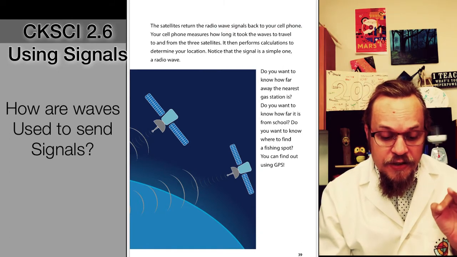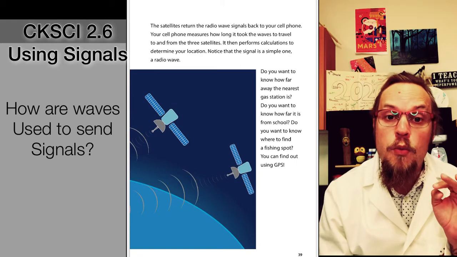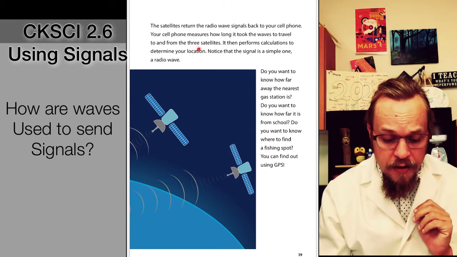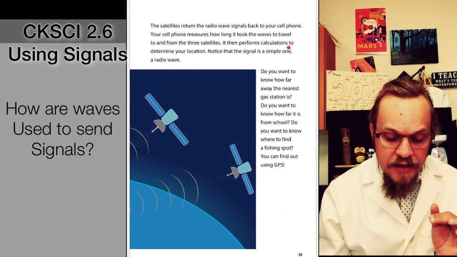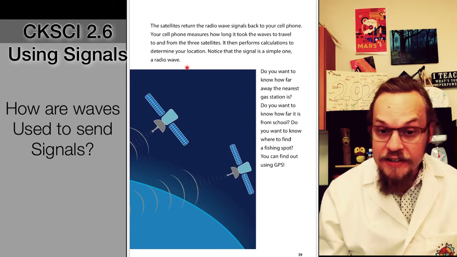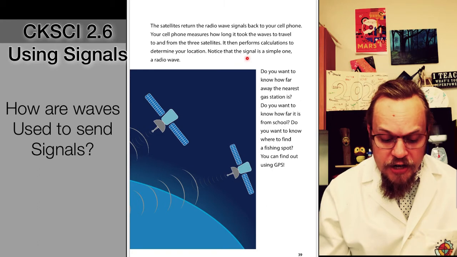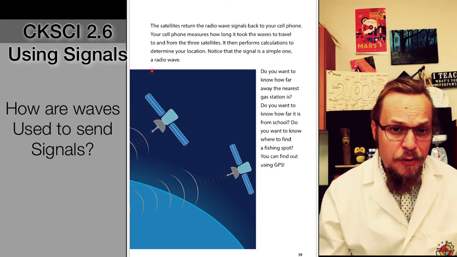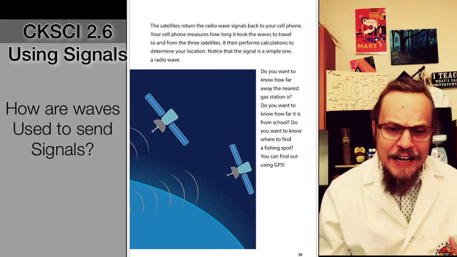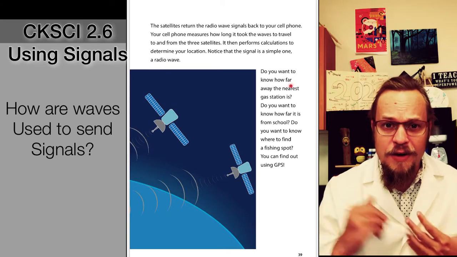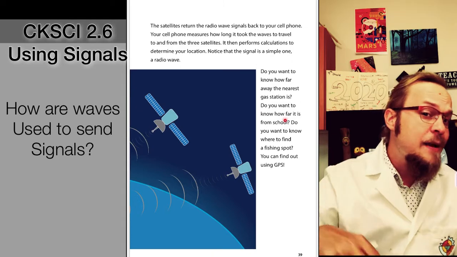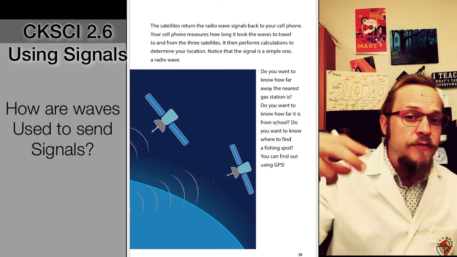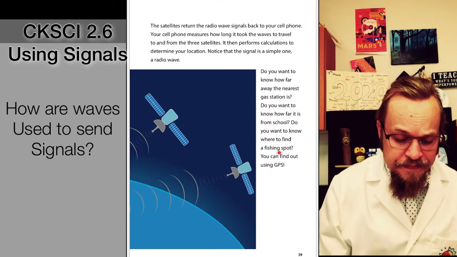Notice that the signal is a simple one. It is a radio wave. Do you want to know how far away the nearest gas station is? Do you want to know how far it is from school? Do you want to know where to find a good fishing or camping spot? Well, you can find out by using GPS, using radio waves up to satellites and back to you to tell you where your exact position is and where the position of your desired thing is. Okay?